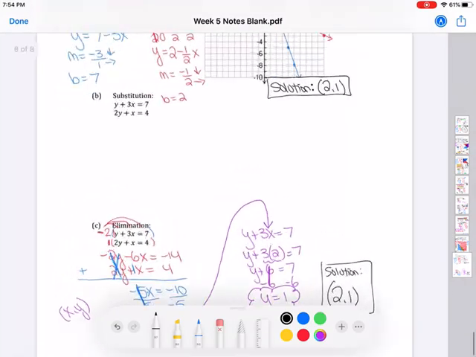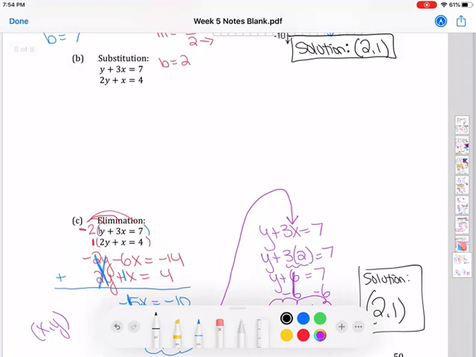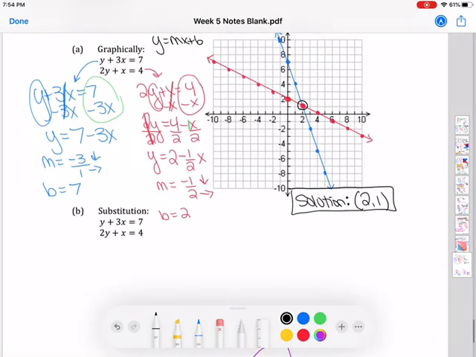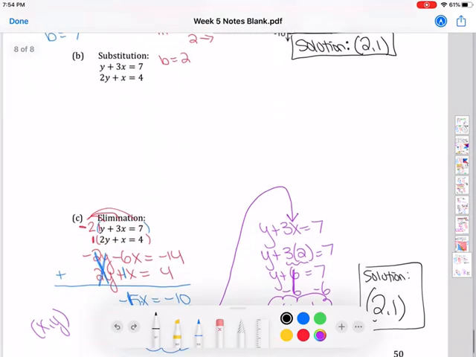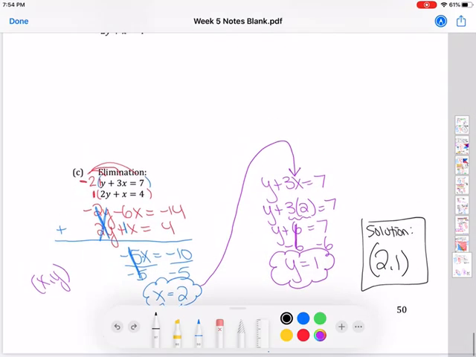Which, when we graphed it, the solution was also 2 comma 1. You should get the same solutions. It's just different ways of solving it. On a test or a quiz, if it specifically says to solve it graphically, you have to solve it graphically. An algebraic method would not work, or would not get you credit, I should say. It'll get you the answer, it won't get you full credit.